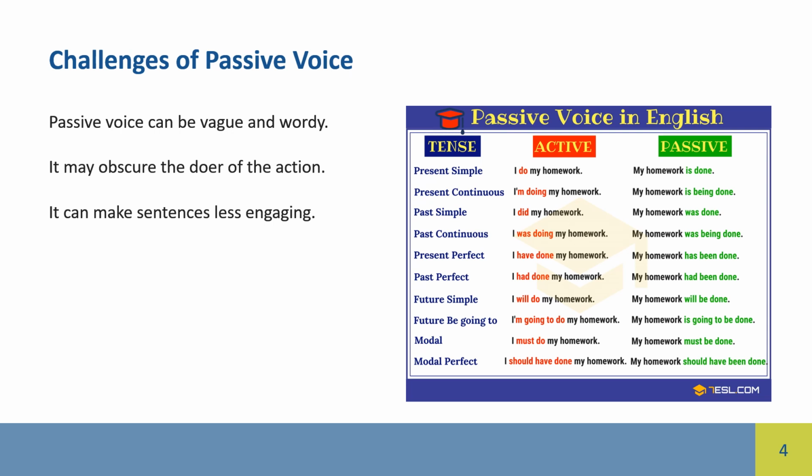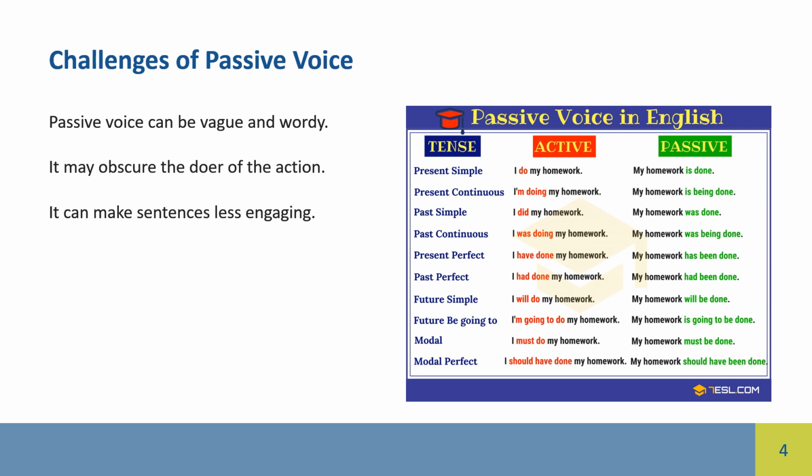Passive voice in English based on the tense. Present simple: I do my homework. My homework is done. Present continuous tense: I'm doing my homework. My homework is being done. Past simple: I did my homework. My homework was done. Past continuous tense: I was doing my homework. My homework was being done.